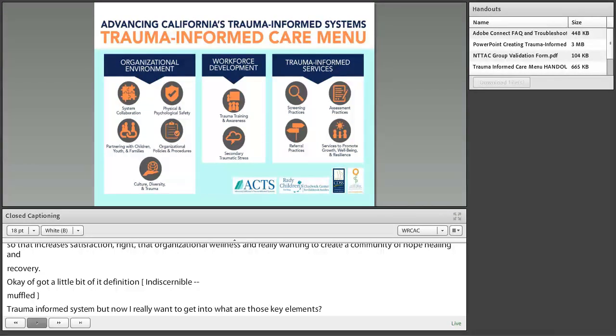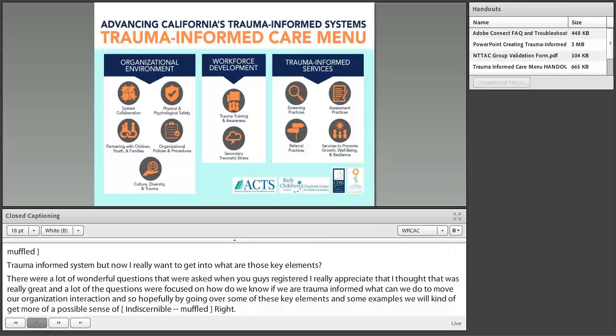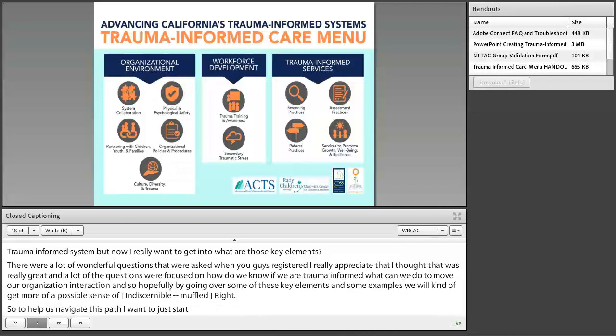So to help us navigate this path, I wanted to start with this visual that the program that I co-direct created. It was really influenced by this article in 2016 by Hansen and Lang. It was a really great article. They reviewed the literature on trauma-informed care. They looked at articles that had data, and they organized all the key elements of a trauma-informed care system into these kind of 3 buckets, if you will.